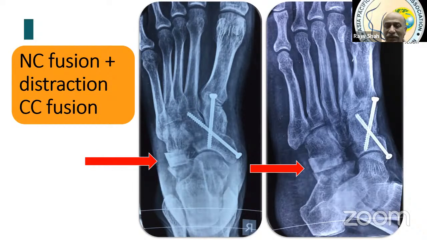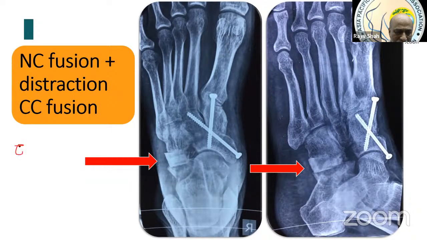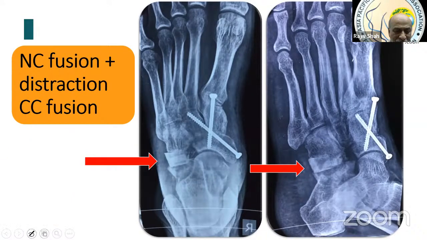navicular-cuneiform fusion. And in those days, this typical H-shaped plate, which comes specifically for a navicular-cuboid fixation, was not available with me. Otherwise, this is the kind of plate which comes for the NC joint. Something like this. That was not available probably in those days. So I just fixed it with two screws and I just came out. But if that kind of plate is there, it is always better.